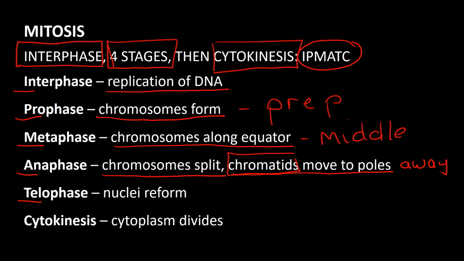Last phase is telophase, and that is the end one where the nuclei reform and you get back to a normal nucleus, and that's followed by cytokinesis, which is the division of the cytoplasm. Now, you need to understand how these stages work, in which order they go, and basically what is happening in each of these stages, because when we look at meiosis, we're going to build on what we've done on mitosis. See you next time.